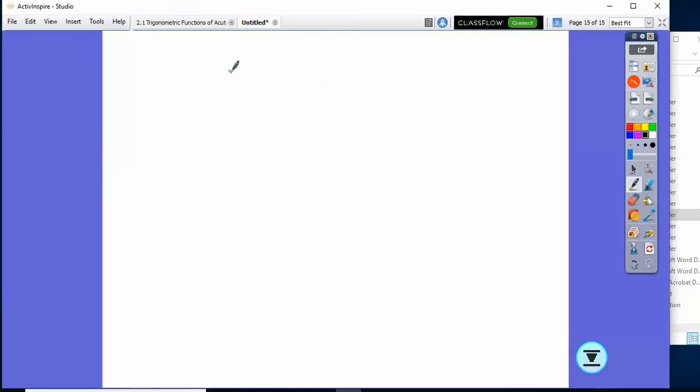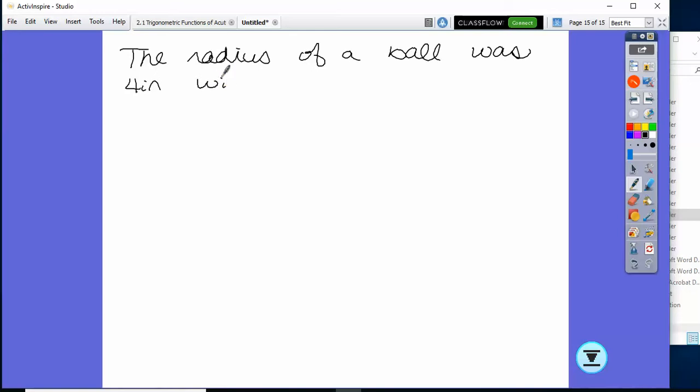So you know it's going to be pretty if I'm making it up. Let's say the radius of a ball was 4 inches with a possible error of 1/10 of an inch. You weren't very accurate. Let's find the maximum error in volume.